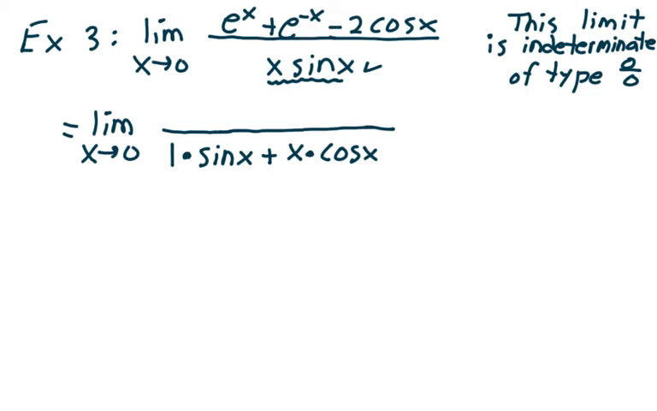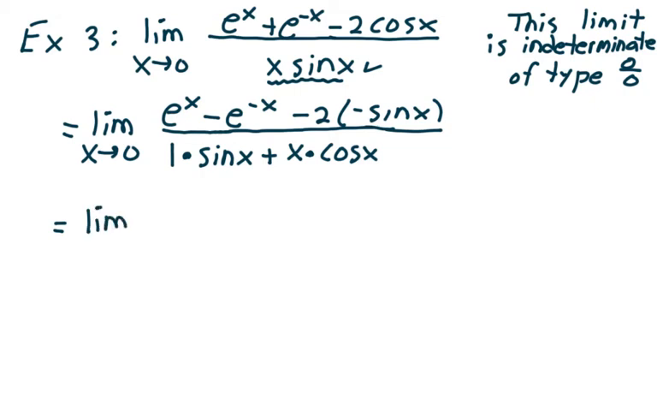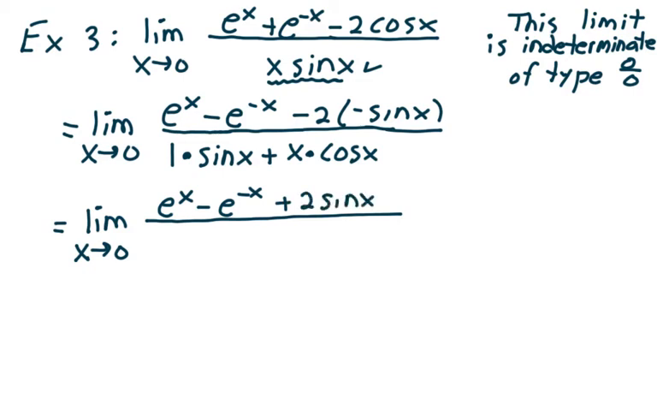Okay? The derivative of the numerator, I'm going to take e to the x. The derivative of e to the x is e to the x. The derivative of e to the negative x is minus e to the minus x. And then I'm going to take minus 2 times negative sine x. The derivative of cosine x is negative sine x. And so this is the limit as x goes to 0. And we get e to the x minus e to the negative x plus 2 sine x, right?